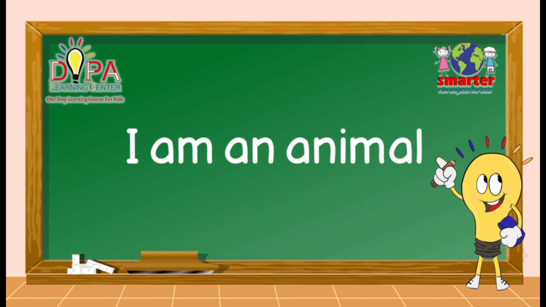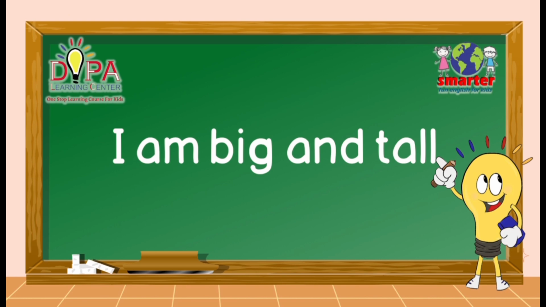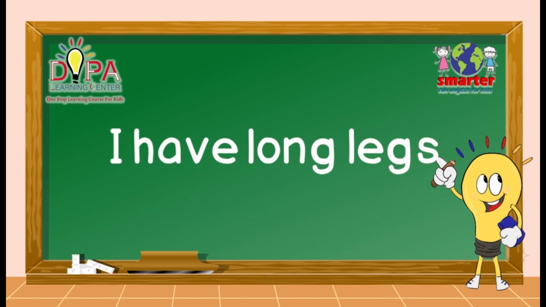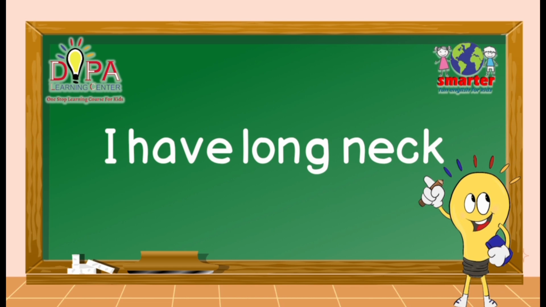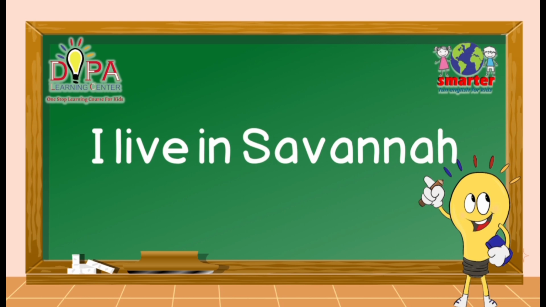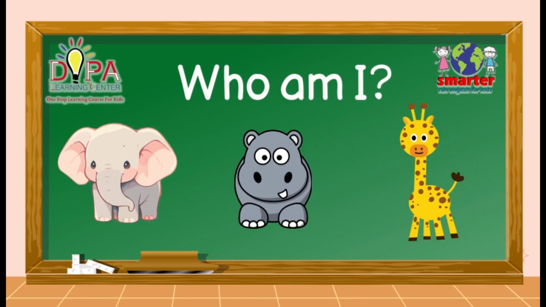I am an animal. I am big and tall. I have long legs. I have a long neck. I live in savannah. Who am I?